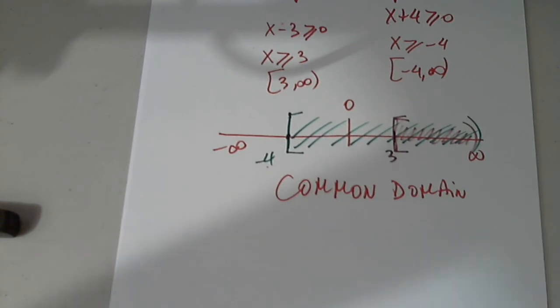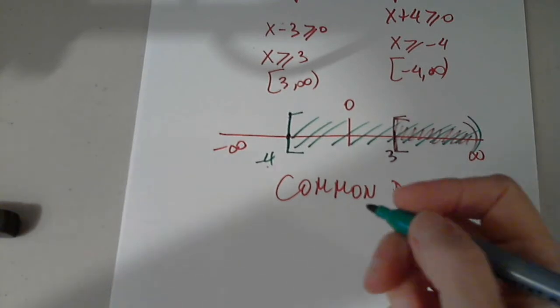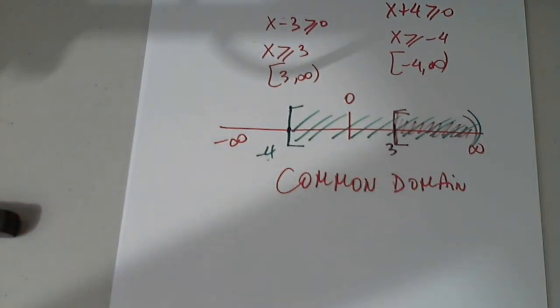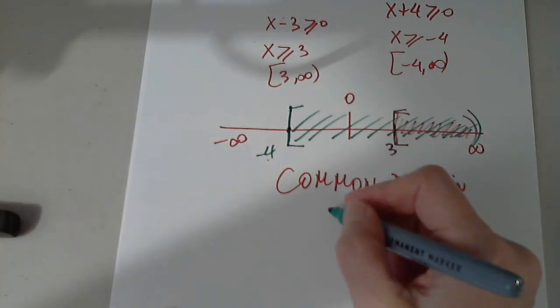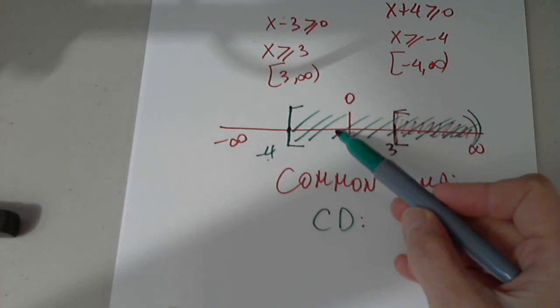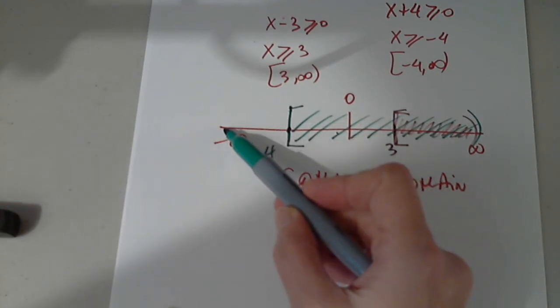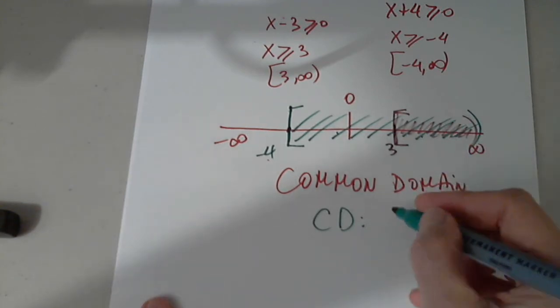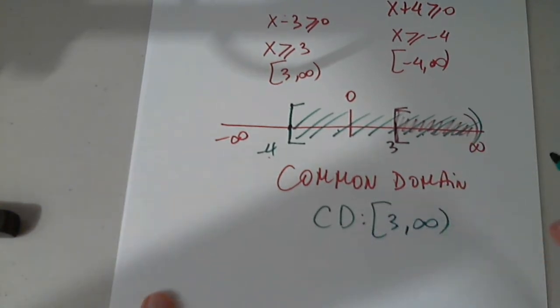Can anyone give us the common domain? One more time. The common domain. -4 to 3, and positive infinity. Common domain is where both colors exist, only one color here and no color here. Common means both colors at the same time. Very good. Is that clear?